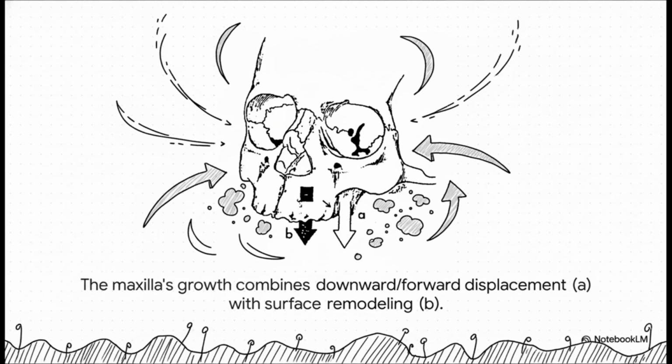First, you've got primary displacement, where the maxilla's own growth at the sutures pushes it forward. But it's also being carried along by the growth of the bones it's attached to, like the cranial base. We call that secondary displacement. So it's being pushed and carried at the same time, while that little arrow B shows the constant surface remodeling that's fine-tuning its shape as it goes.